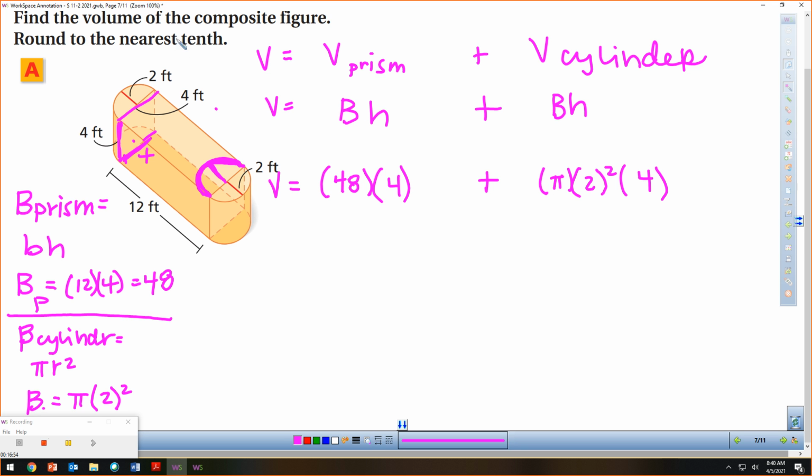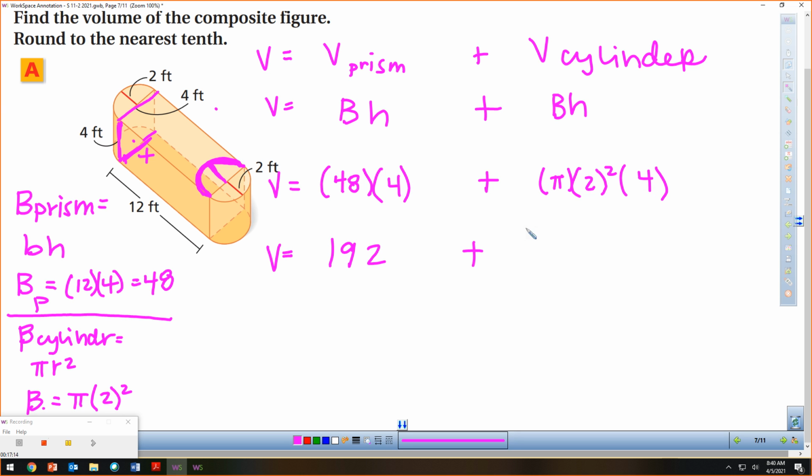Okay, we are rounding to the nearest tenth, so when I solve over here, I need to multiply by pi. So 48 times 4 is going to give me 192 for the volume of my prism. Then we need to add it to 2 squared times 4 times pi. Okay, so that's how you put it in your calculator: 2 squared times 4 times pi.